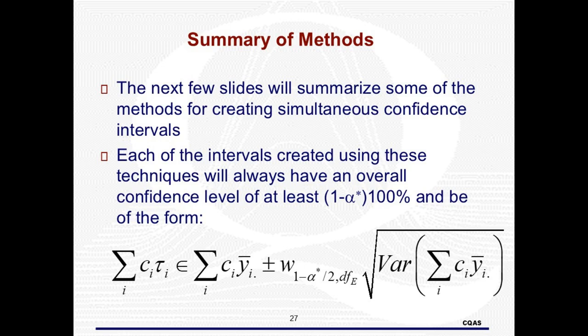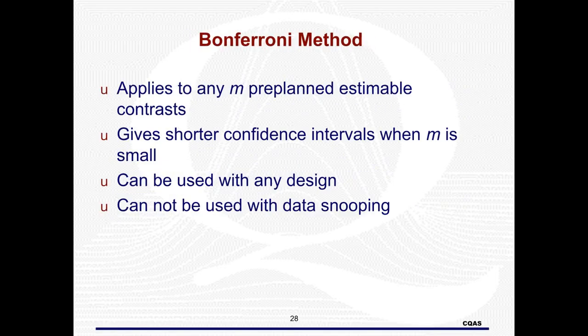The next several slides compare some of the most common approaches. The first method we'll discuss is the Bonferroni procedure. The Bonferroni method is one of the simplest and most widely used approaches for multiple comparisons. It works for any set of preplanned estimable contrasts. One major advantage is that it can be applied to virtually any experimental design. Another advantage is that when the number of planned comparisons is relatively small, the resulting intervals are often reasonably short. The major limitation is that the comparisons must be identified before the data are examined. Because of this requirement, Bonferroni is generally not appropriate for data snooping situations.